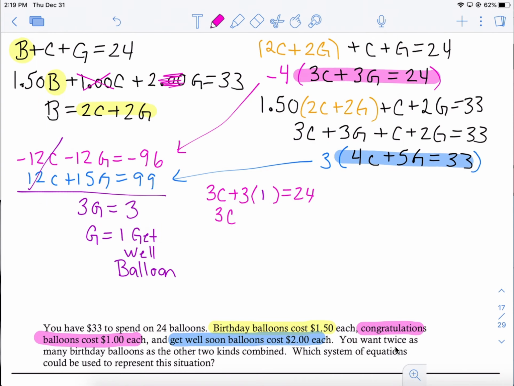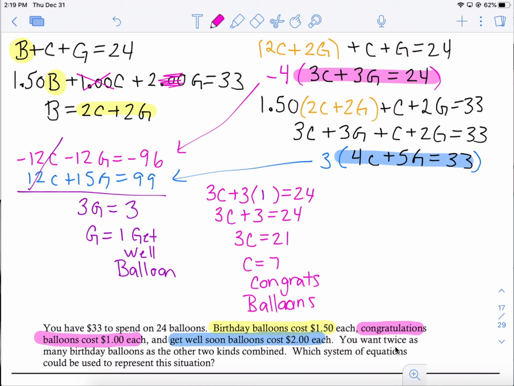So 3C plus 3 equals 24. Subtract off a 3 from both sides, gives me 21. Divide by 3 gives me 7. So I have 7, and those are the congrats balloons. I can't spell congratulations, so we're just going with congrats.